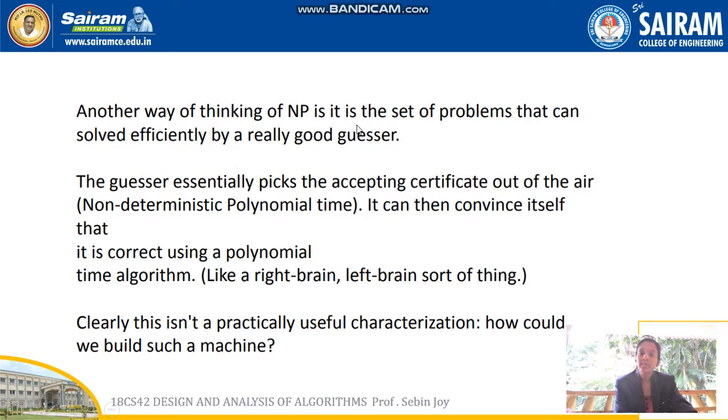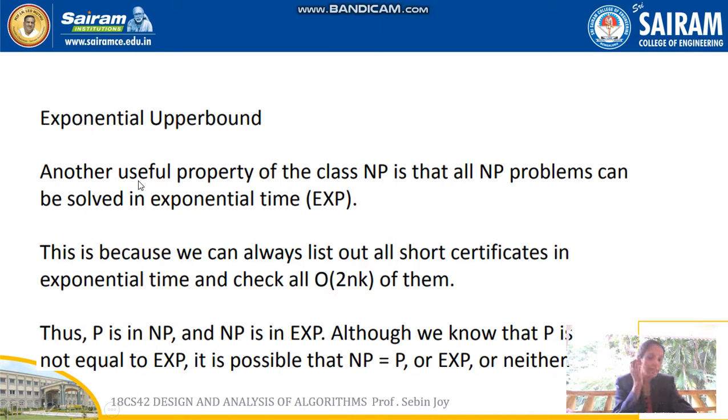Another way of looking at this is a set of problems that can be solved efficiently by a really good guesser. That means if we are able to guess properly, then it can be an NP problem. The guesser essentially picks the accepting certificate out of the air. It can then convince itself that it is correct using a polynomial time algorithm. We also have to study the exponential upper bound. Another useful property of the class NP is that all NP problems can be solved in exponential time.